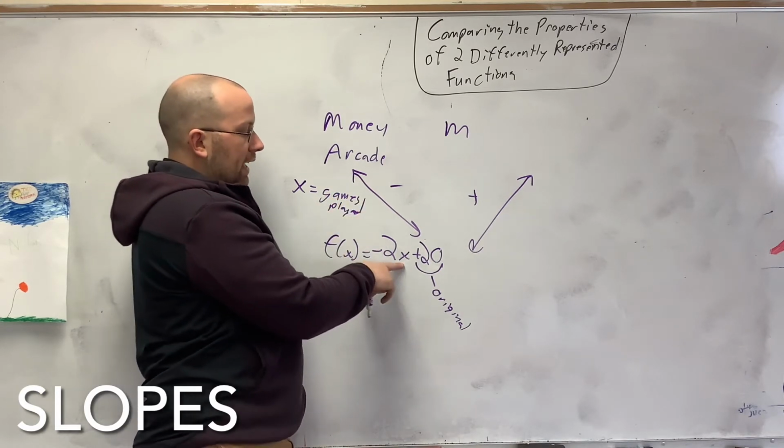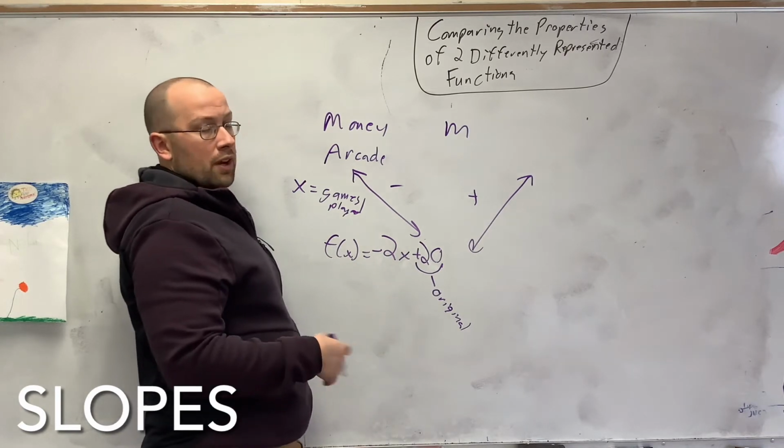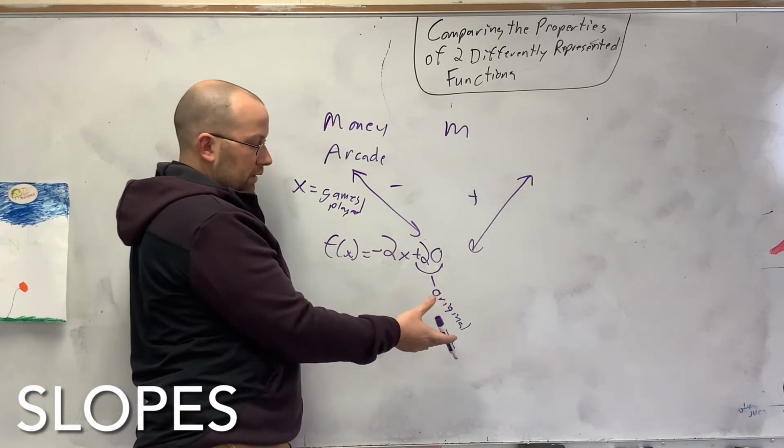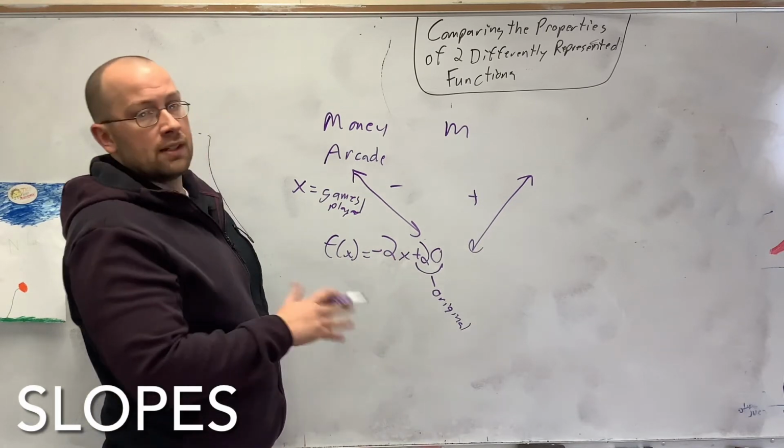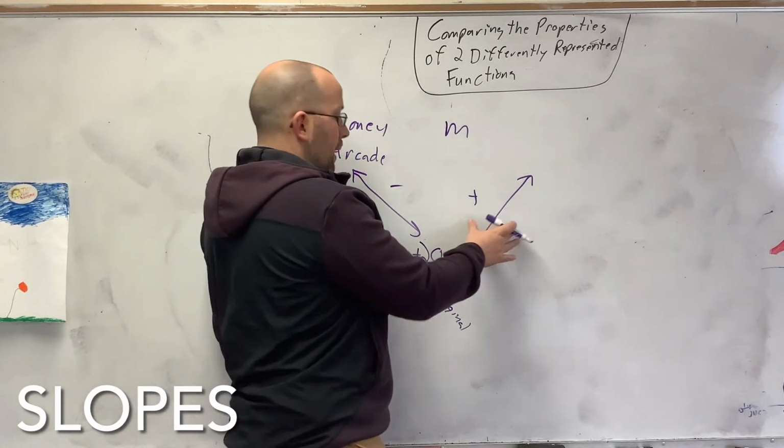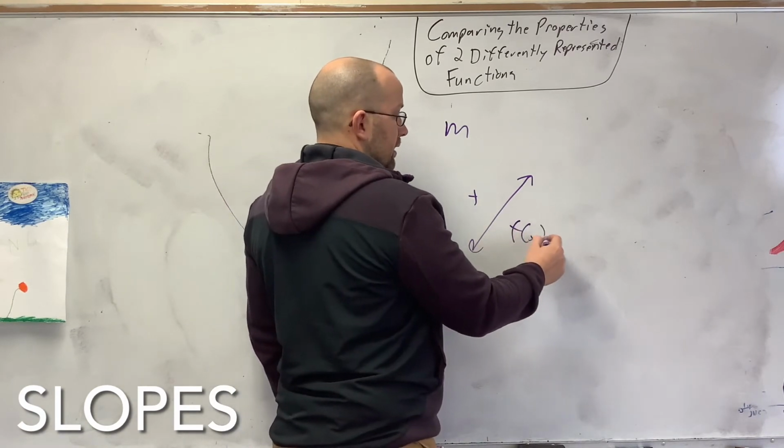Alright, so for every game he plays, he's gonna lose $2. Or every hour he's there, he loses $2. Right? So this is losing something, whether it's money, fuel, something like that. If it's positive, you're gonna have something like this, and that's gaining.